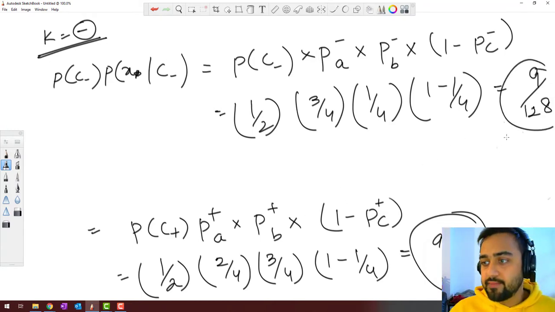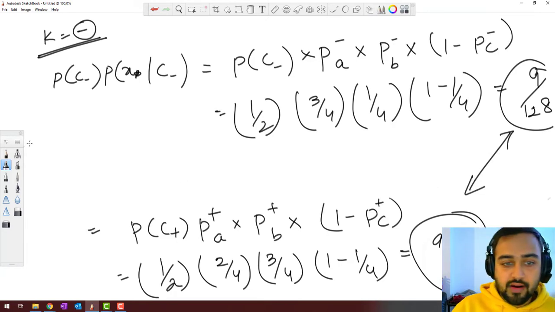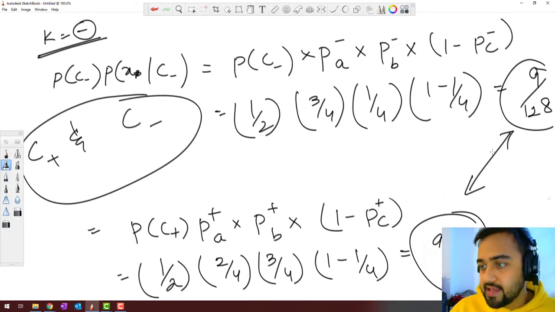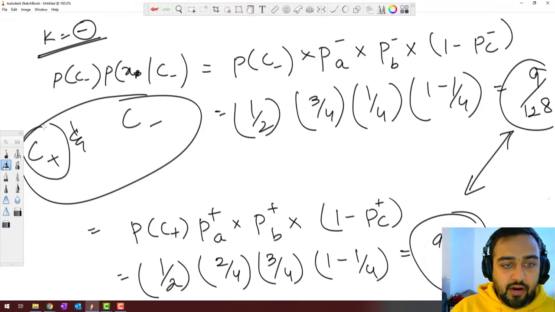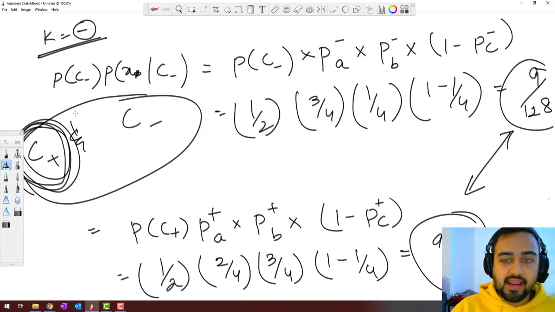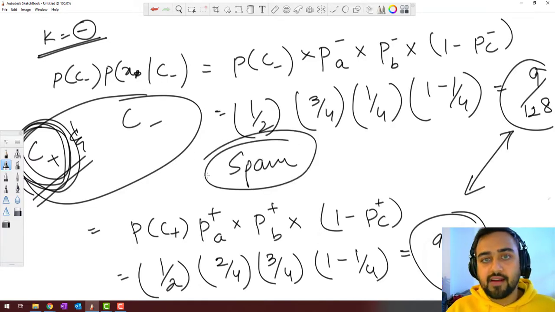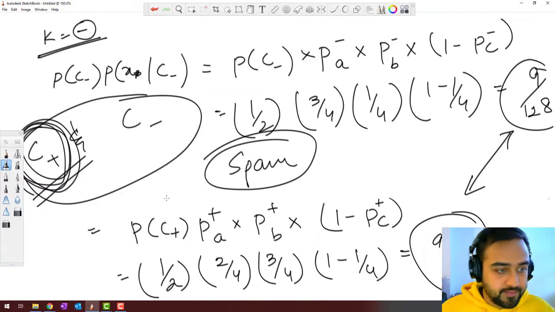Now comparing these two values for C positive and C negative, we see that 9 upon 64 is greater than 9 upon 128. Therefore, the class that email would be assigned to is the positive class or the spam class. The classifier that we built classified that email as a spam email.